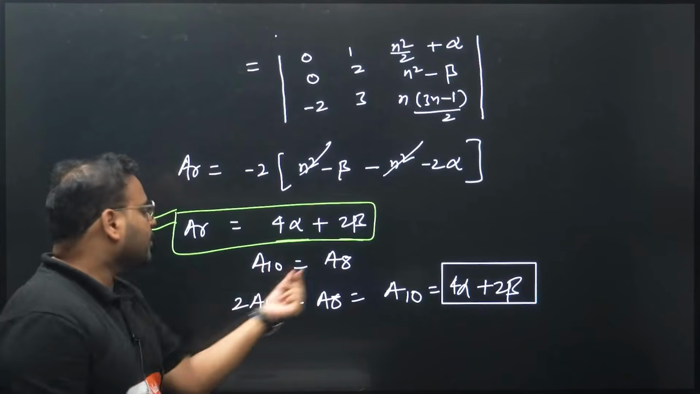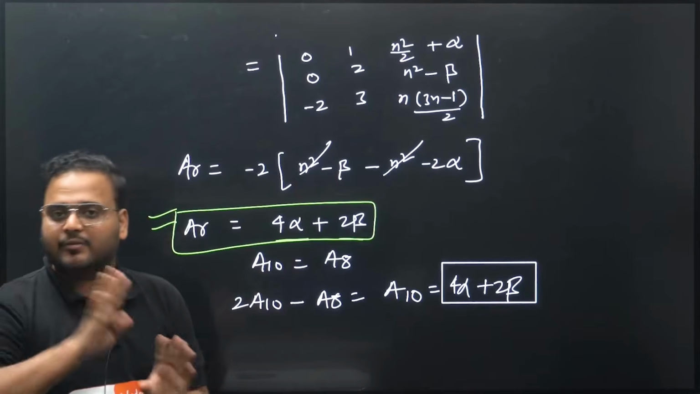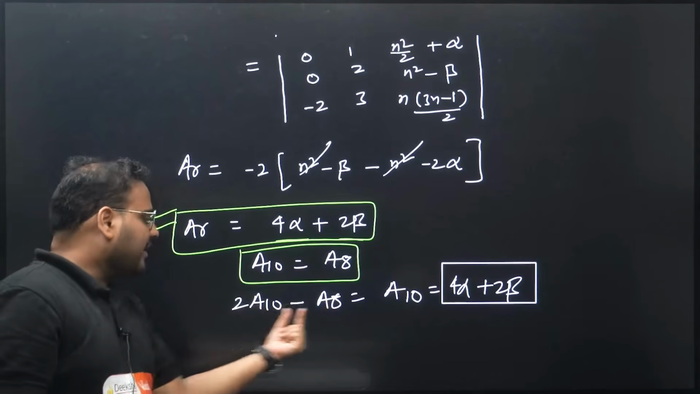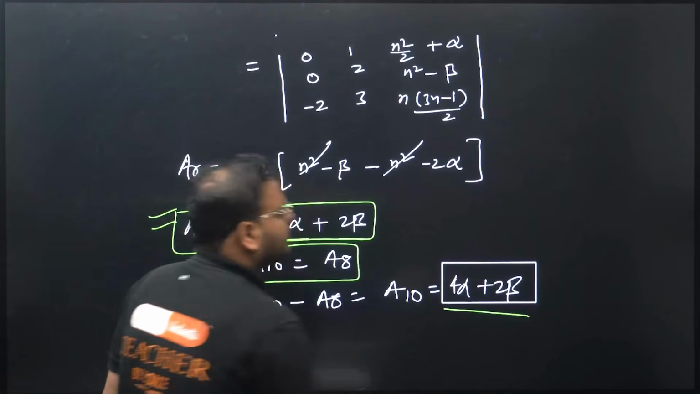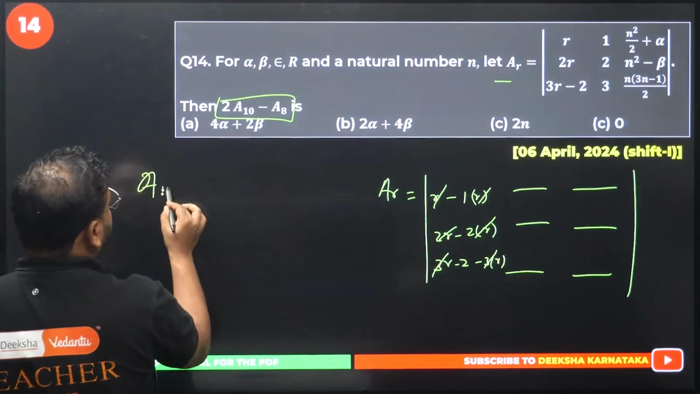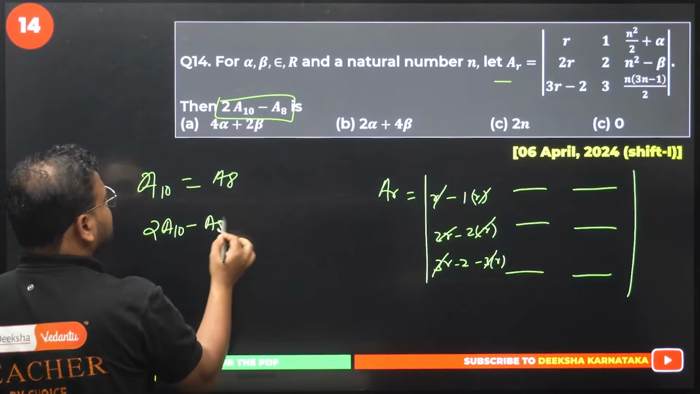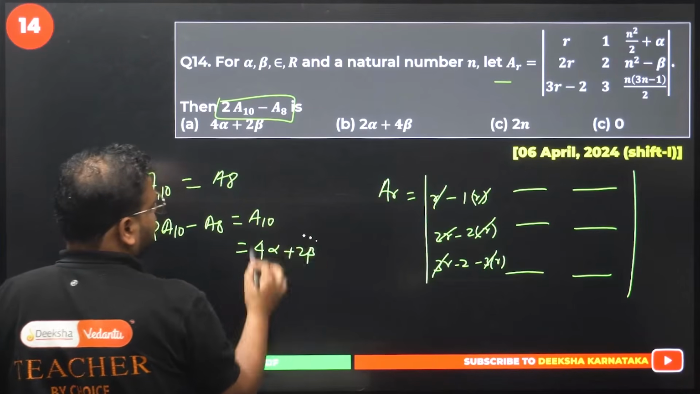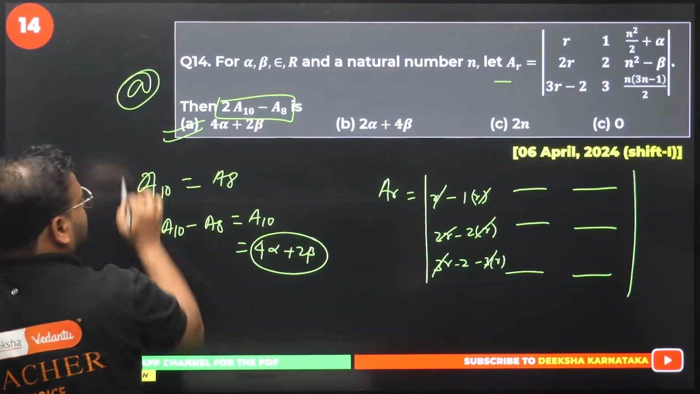So whether you take A10 or A8, won't that all be the same? You write A1, you write A2, A3, A10, A8, whatever it is, they're all the same. It means 2A10 minus A8 is nothing but simply A10 or A8, which is nothing but simply 4 alpha plus 2 beta. That's why, if A10 equals A8, your 2A10 minus A8 is simply A10 or A8, which is nothing but 4 alpha plus 2 beta. Got it? Option number A. Okay, this is from the answer side.